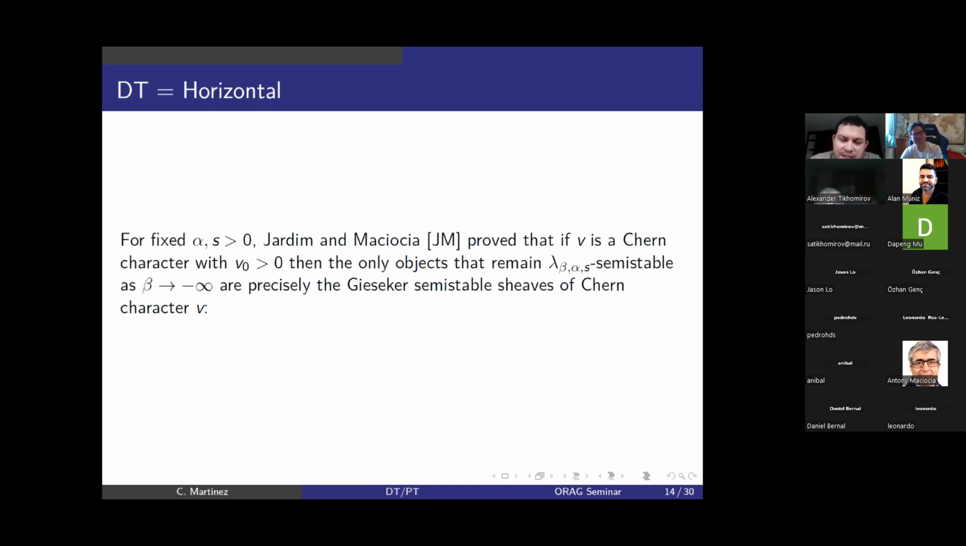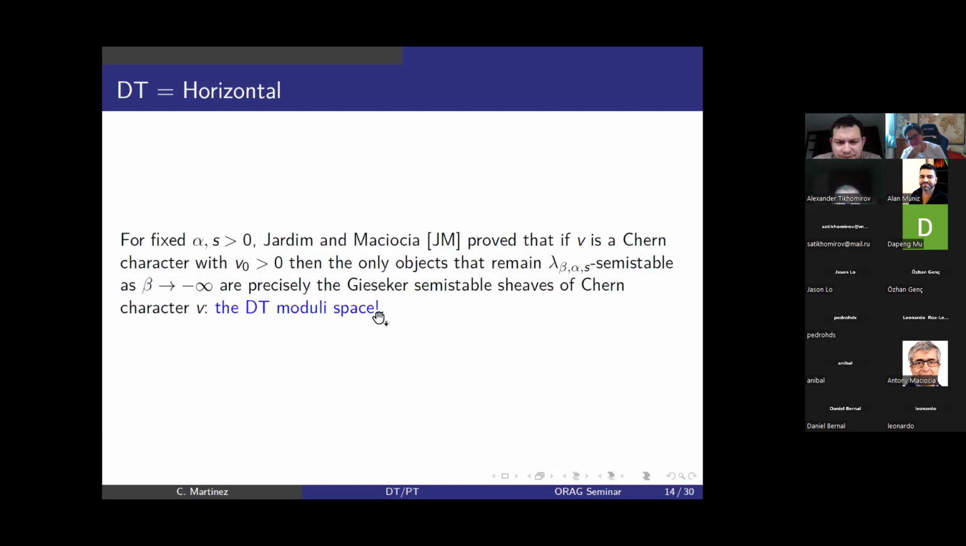And this was proven by Marcos and Antony in the paper where they study the configuration of walls for Bridgeland stability on threefolds. They proved that if I fix a value of alpha, and a value of s larger than 0, and V is a Chern character that has positive rank, then the only objects that remain lambda semistable when beta goes to minus infinity are precisely the Gieseker semistable sheaves of Chern character V.